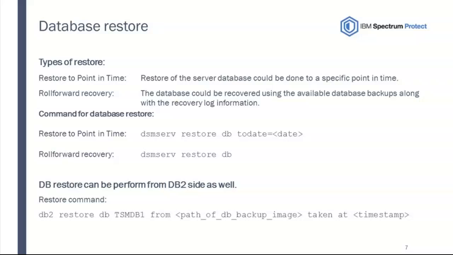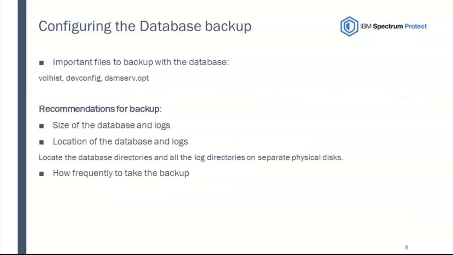Now I'm moving to slide number 8. Along with the Spectrum Protect backup, the 3 files, volume history file, device configuration file, and dsmserv.opt, are important files needed to recover your Spectrum Protect server without any issue. So make sure you make a copy or backup of all of these 3 files.